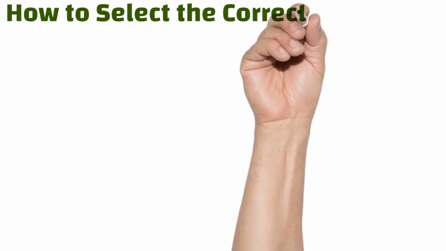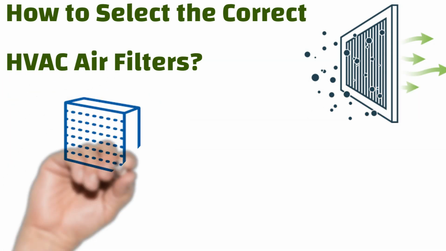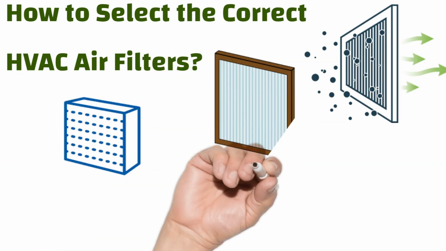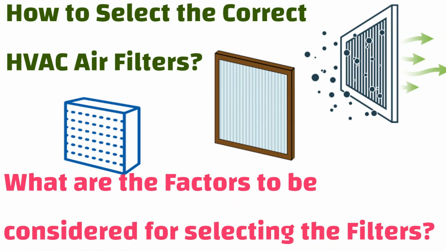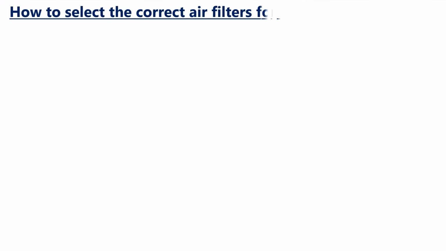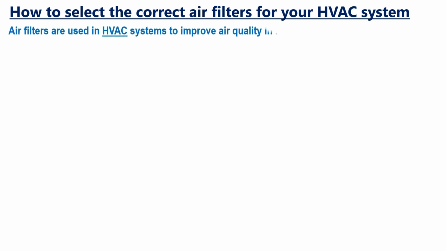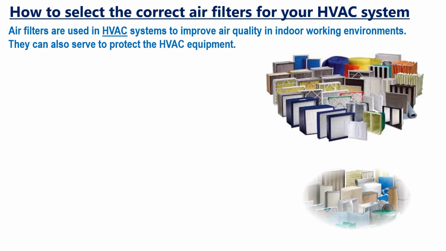Welcome friends. In this video, we're going to see how to select the correct HVAC air filters. What are the factors to be considered when selecting air filters? Air filters are used in HVAC systems to improve air quality in indoor working environments. They can also serve to protect the HVAC equipment.